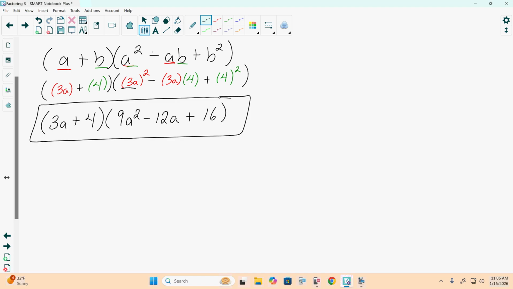And the 9a squared minus 12a plus 16 is not factorable in any possible way. It kind of looked like it there at the start, with 9a squared, 12a, and a greatest common factor of 3. But then 16 gave us no common term. There's no greatest common factor.